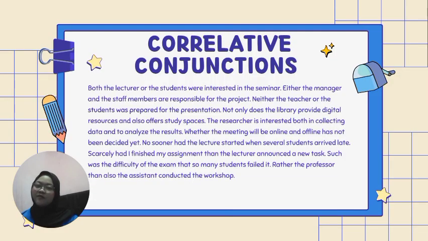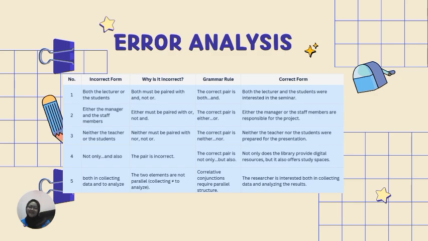Correlative conjunctions always work in pairs. If we choose the wrong pair or use different grammatical forms after each conjunction, the sentence becomes incorrect. Another important rule is parallel structure, which means both parts connected by the conjunction should have the same grammatical form. The first sentence uses "both or." The correct pair is both and.